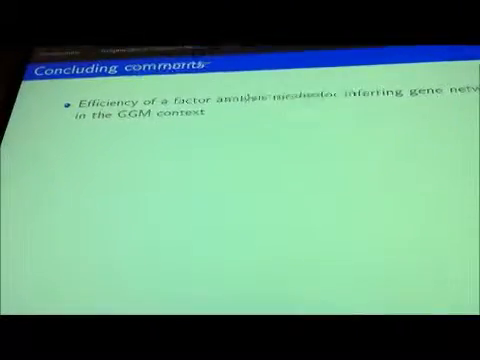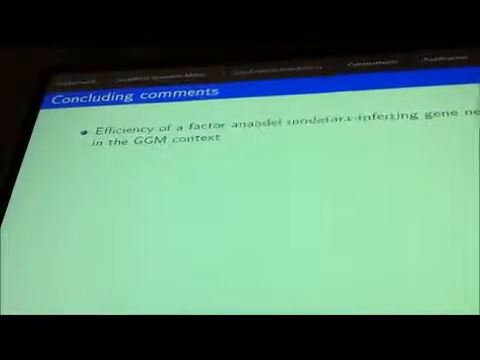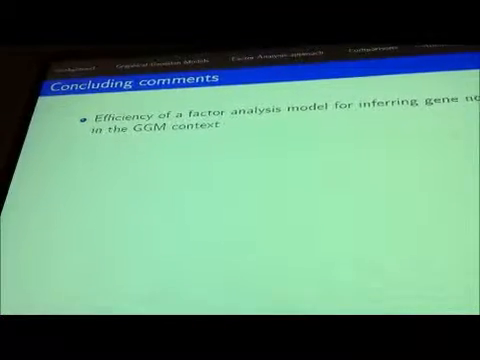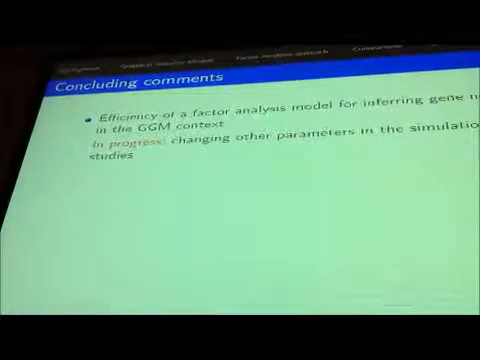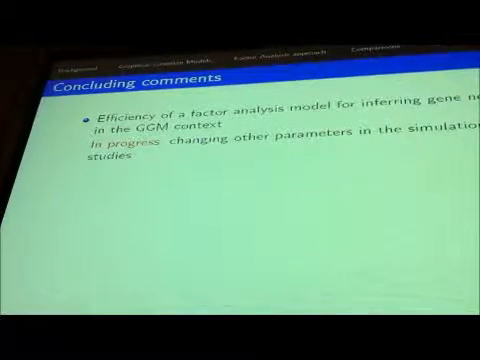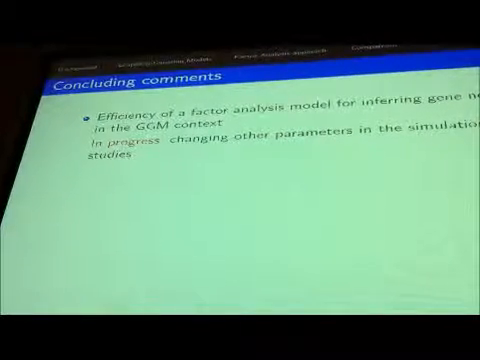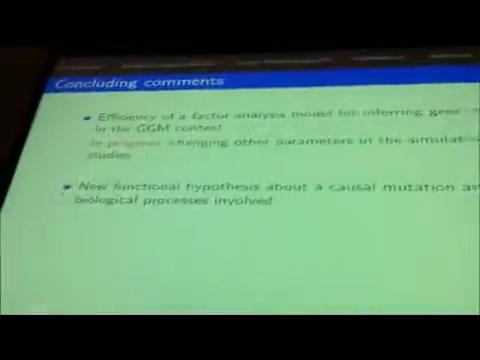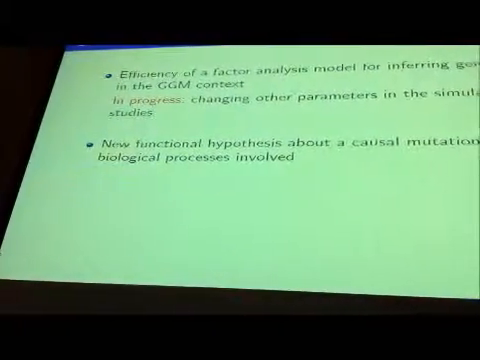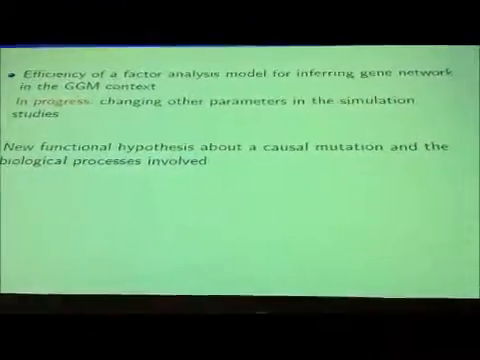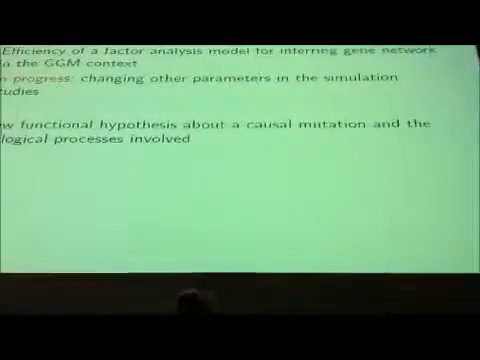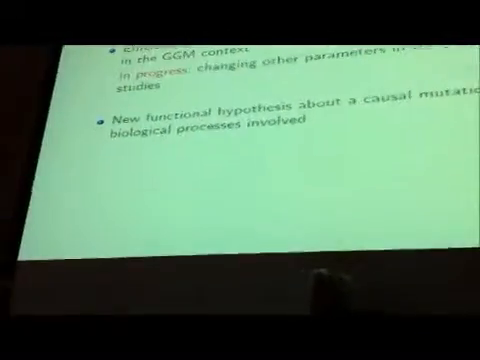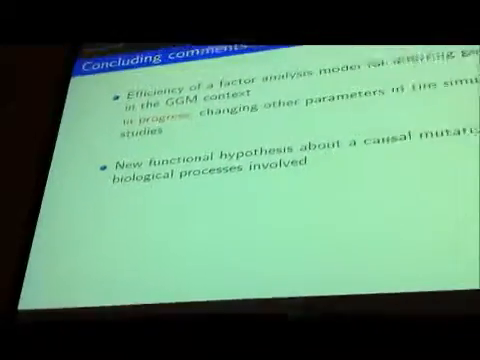To conclude, we show the efficiency of the factor analysis model for inferring gene networks in the graphical Gaussian model context. And now we're trying to extend the comparison to other simulated designs, changing other parameters like the density of the network and also the number of genes. We show that thanks to the gene network modeling, we found new functional hypotheses about the causal mutation and the biological process involved in the fatness variability.